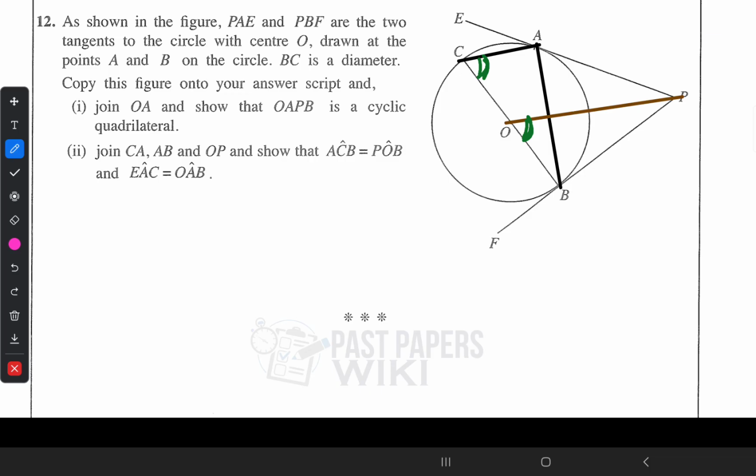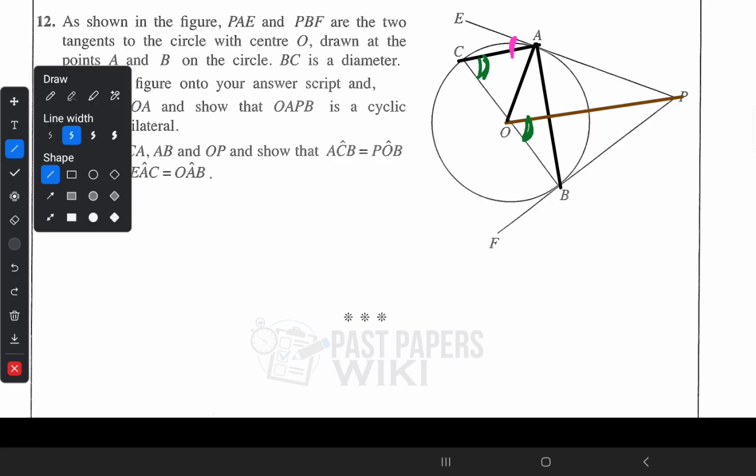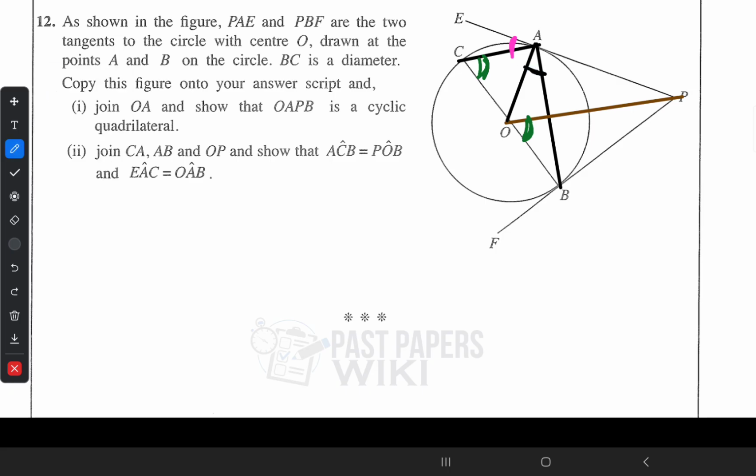And thereafter, the second one: angle EAC equals angle OAB. OAB means we need to connect it again. These two are equal. Likewise, we need to show two such relationships. To show the green color one first, just think about it. I'll explain the theorem which we need to use.